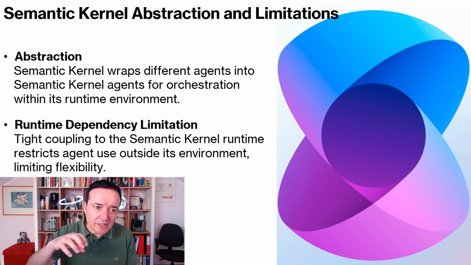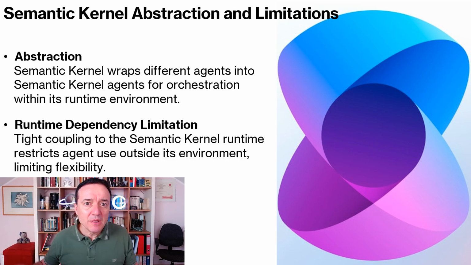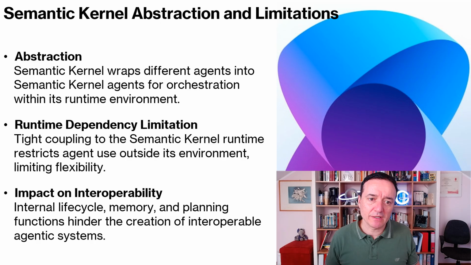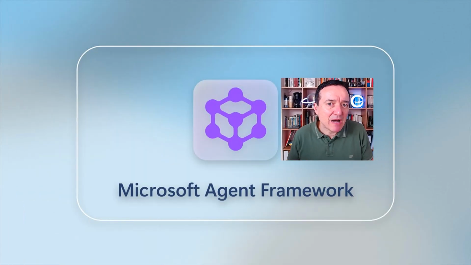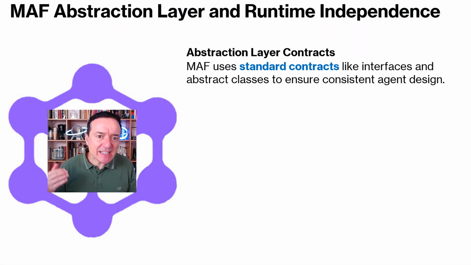If we wanted to take that SK agent and move it outside that runtime, we couldn't, because lifecycle, memory, and planning are internal functions of semantic kernel and are not designed as an open standard. In other words, semantic kernel did give us an abstraction layer, but it also created a strong dependency on its runtime. Something that I personally had always taken for granted until MAF arrived, because MAF breaks the dependency on the runtime. It introduces an even higher level of abstraction.